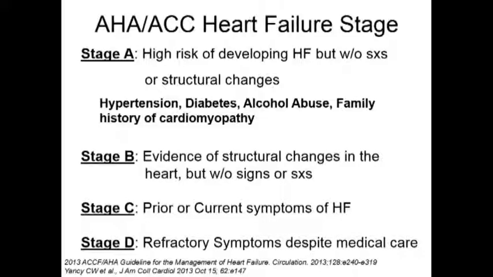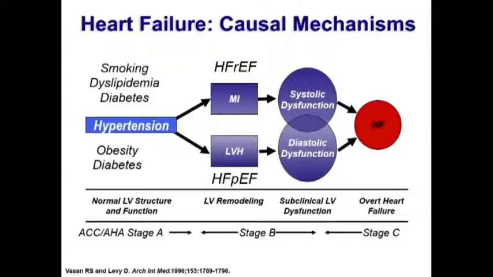Because even if you've had preserved at one point, you will pass through that phase. And when you need these devices and when you're at the end stage of your disease, it's almost always with a reduced ejection fraction. So, what are the mechanisms?